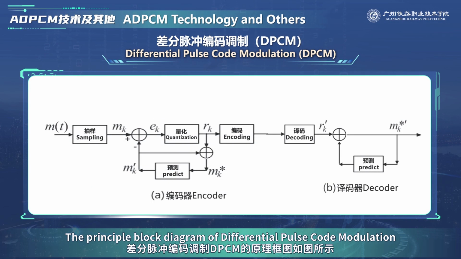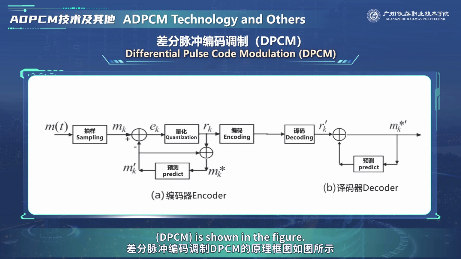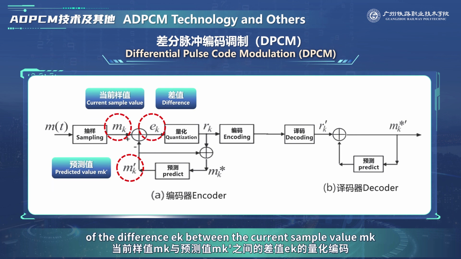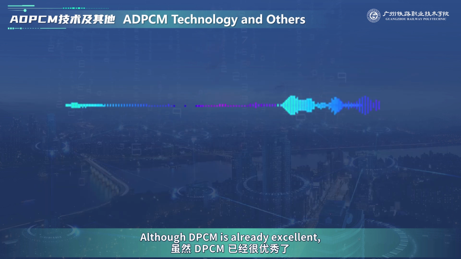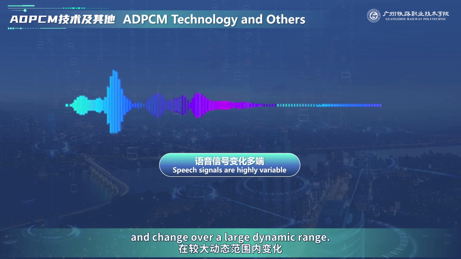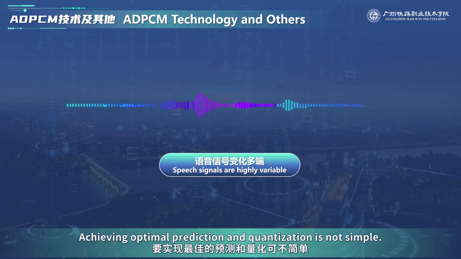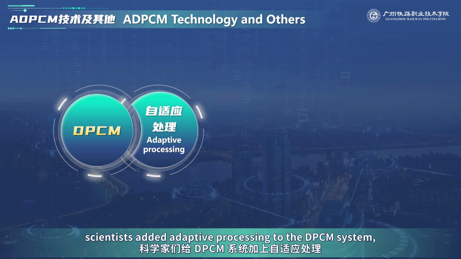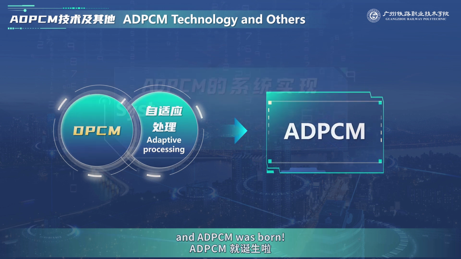The principal block diagram of differential pulse code modulation, DPCM, is shown in the figure. The encoded signal is the quantized encoding of the difference e_k between the current sample value m_k and the predicted value m_k'. Although DPCM is already excellent, speech signals are highly variable and change over a large dynamic range. Achieving optimal prediction and quantization is not simple. Therefore, scientists added adaptive processing to the DPCM system, and ADPCM was born.